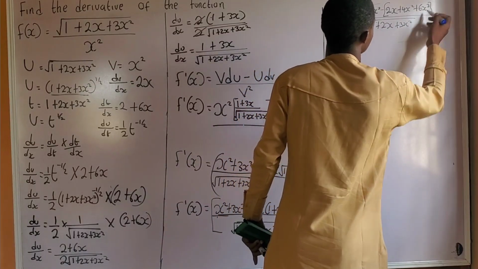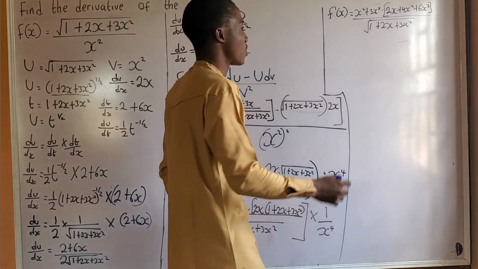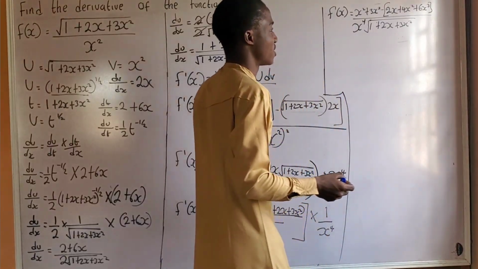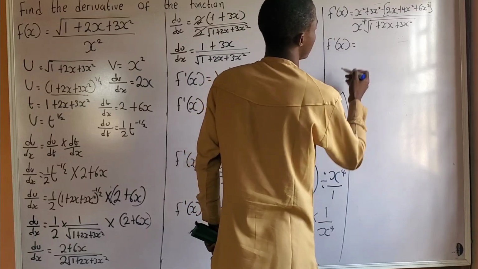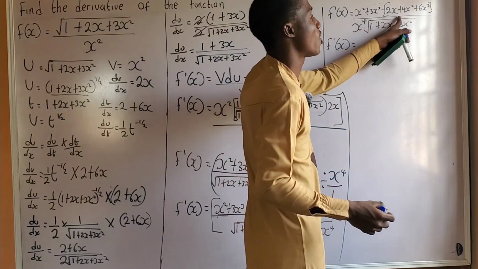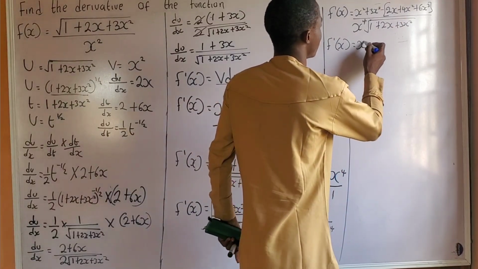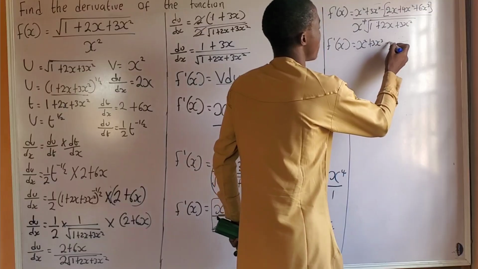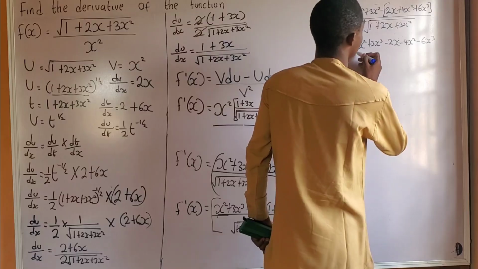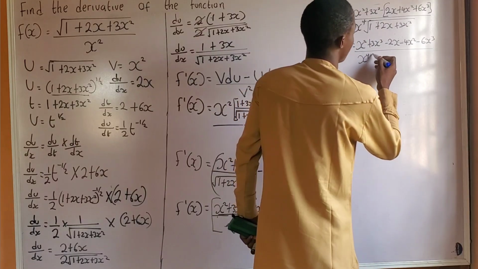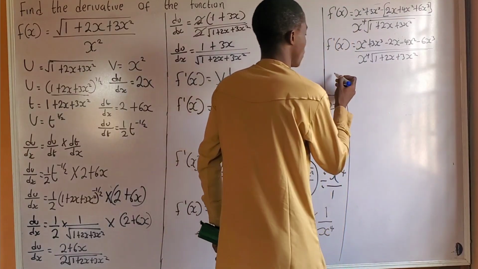Now, x squared times x raised to the power of 4 times this will give us x raised to the power of 4. Are you getting what I'm trying to say? So now the derivative of f of x will be equals to, now use the negative sign to multiply all through the terms that are inside the bracket. You're going to have x squared plus 3x raised to the power of 3 minus 2x minus 4x raised to the power of 2 minus 6x raised to the power of 3. All over x raised to the power of 4 multiplied by the square root of 1 plus 2x plus 3x squared.